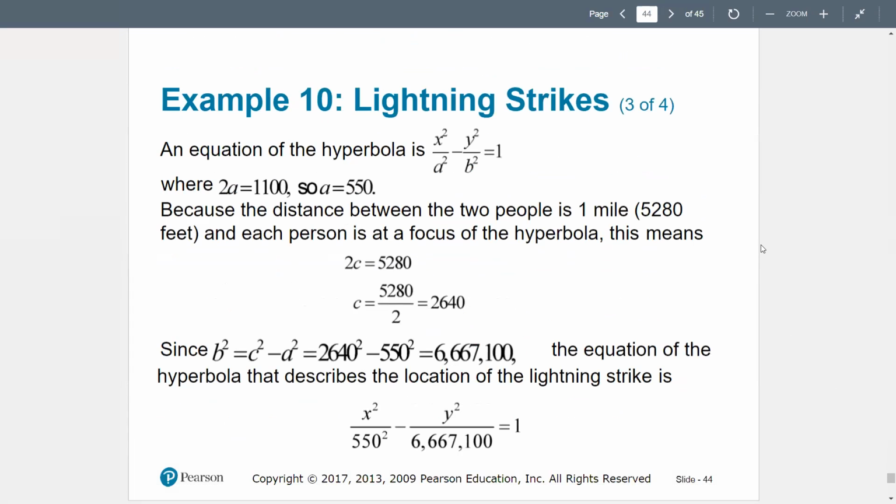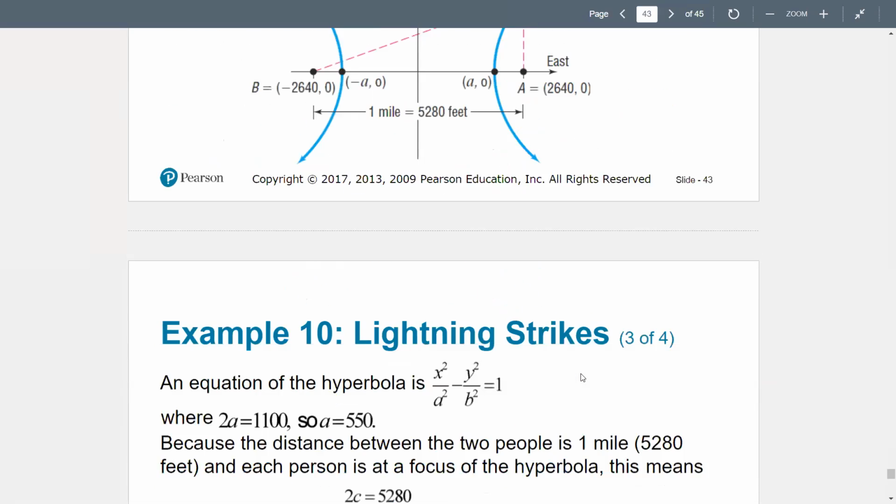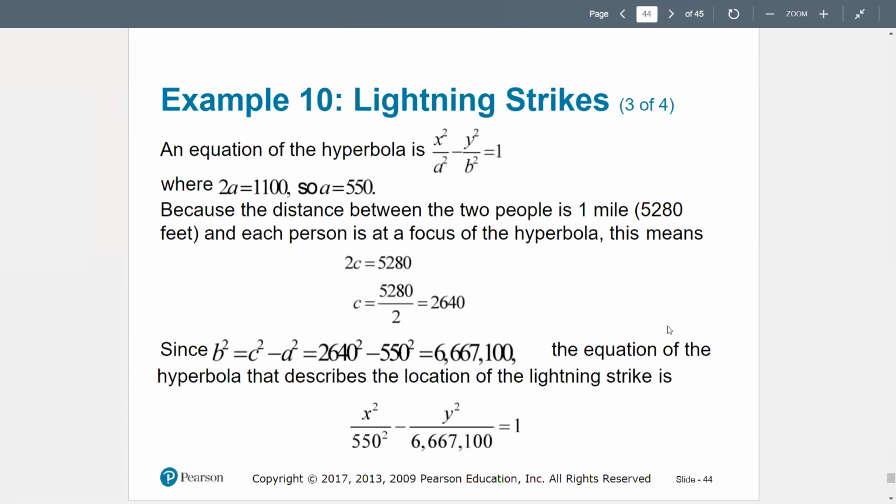An equation of the hyperbola is given as x squared over a squared minus y squared over b squared equal to 1, where a is equal to 2. You find a by taking 2a equal to 1100, so a equals 550. c is found by taking 2c equal to the total number of feet in 1 mile. So c is equal to 2,640. So obviously they figured these numbers out prior to the drawing.